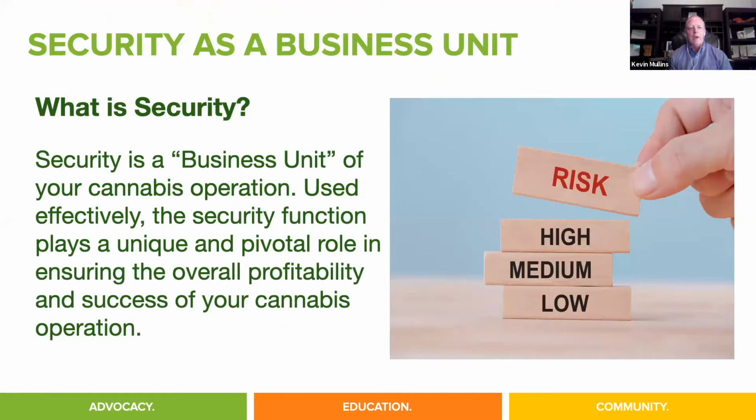We want to talk about really kind of switching gears, what Chris has talked about, what Danny's talked about. They talked about some different potential risks. We're going to talk about risks associated with security and primarily physical security. And kind of understanding that physical security is a business unit of your cannabis operation. And when you're operating as you should be, it really becomes potentially a profit center. It allows you to maintain the profitability and the overall success of your operation.